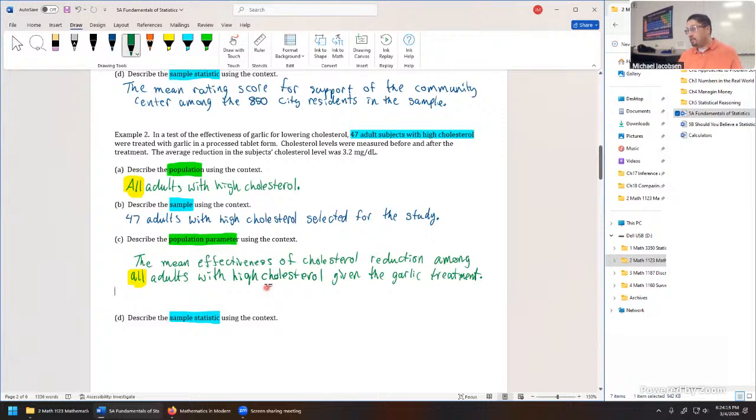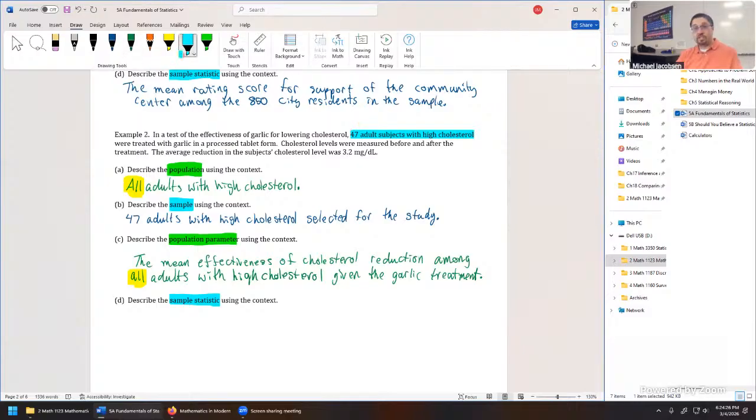However, even though it's unknown, it can be approximated. We can give a margin of error to that approximation, and the study informs us how to do it. We have a sample here, 47 adult subjects, and the average reduction in the subjects is given as 3.2 milligrams per deciliter. So this problem is slightly different than the last one. We know the statistic, it's right there. So we still have to describe it and use the context, but we can write this out.